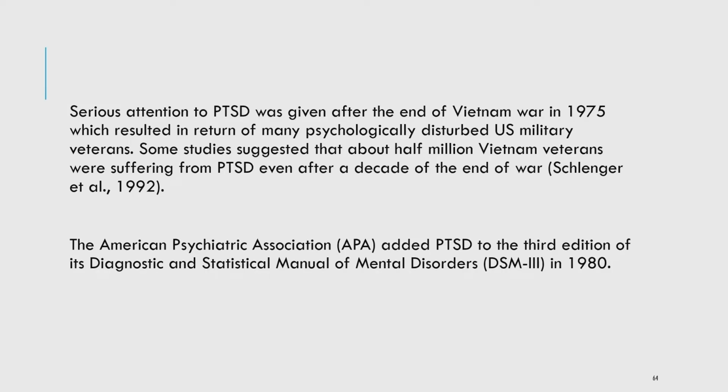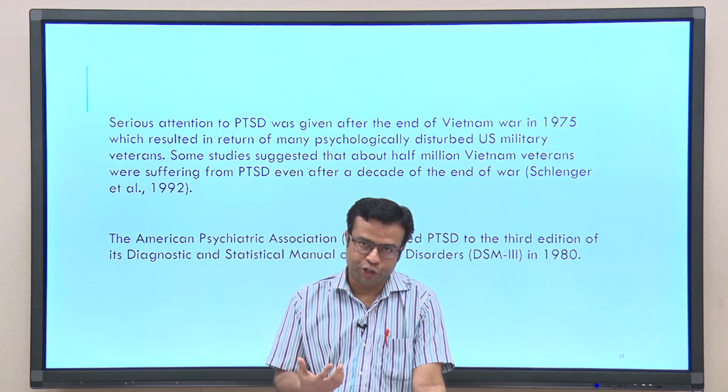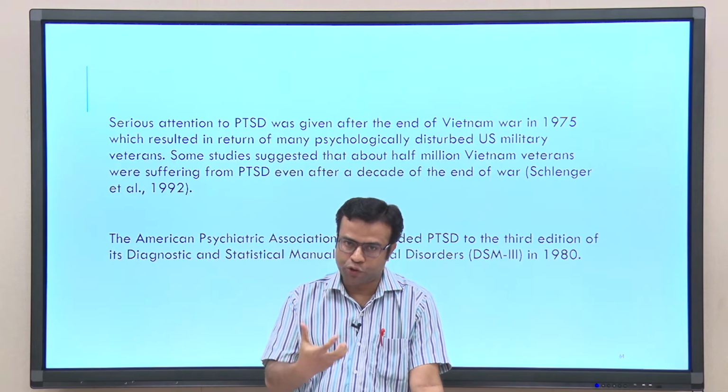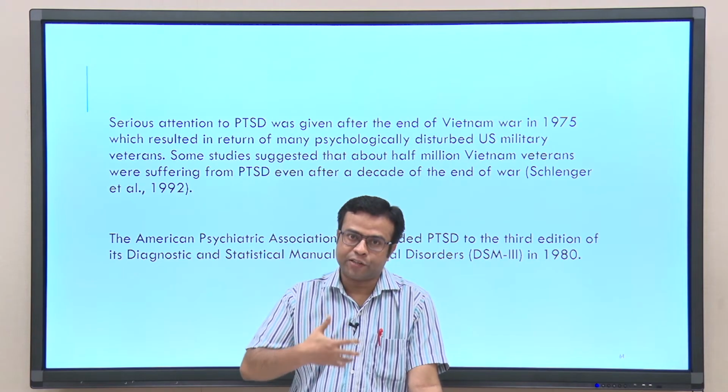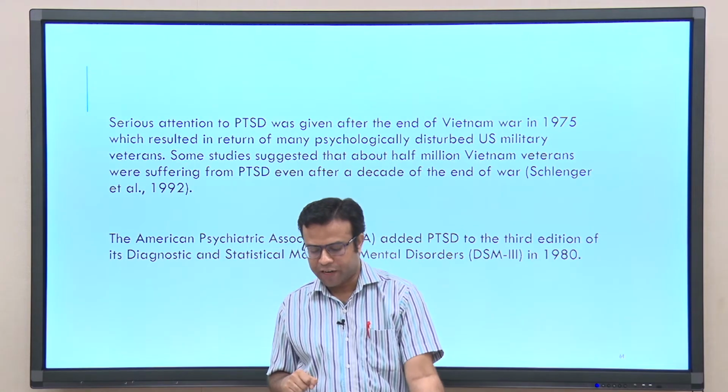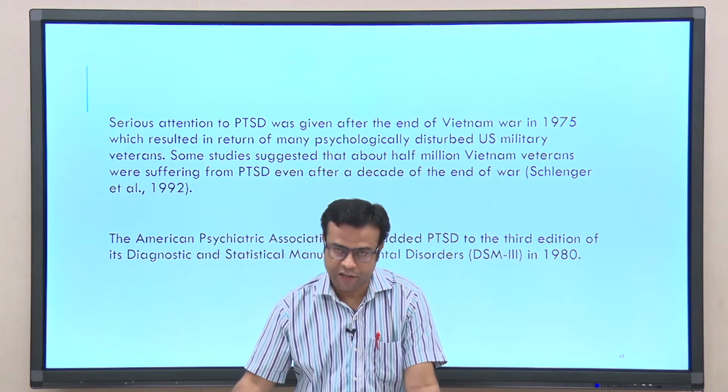So, serious attention to PTSD was given after the end of the Vietnam War in 1975, which resulted in the return of many psychologically disturbed US military veterans. Some studies suggested that about 500,000 Vietnam veterans were suffering from PTSD even decades after the end of the war. So, it was a really horrific situation for veterans. This became a major source for making it a formal diagnosis in the DSM. So, obviously, it was introduced in 1980 in the DSM-3 by the American Psychiatric Association.